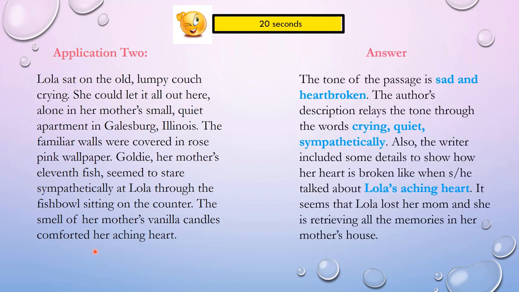Okay, well done. Let's see the answer. The tone of the passage is sad and heartbroken. The author's description relays the tone through the words crying, quiet, sympathetically. Also, the writer included details to show how her heart is broken, like when she talked about Lola's aching heart. It seems that Lola lost her mom and she is retrieving all the memories in her mother's house. So we have the diction: crying, quiet and sympathetically. All of these show the sadness. And we also have the description of the walls and of the fish and the candles. These show the tone of the writer.